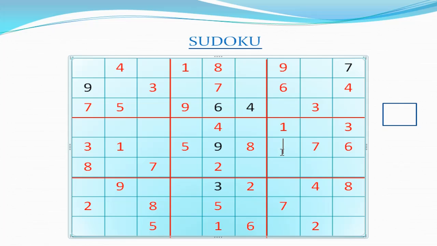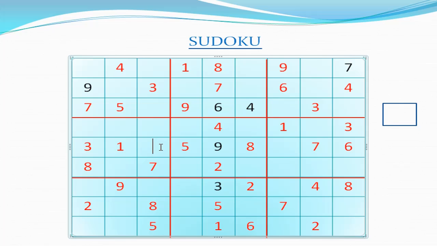So let me see. Can I place 2 here? Row? No 2 appearing. In the block? No. So I can place 2 here also and here also. So I will wait. I will check for the next number. So 1 is there, 2 we will see afterwards, 3 is there, 4. Number 4 is missing now. So these two tiles will have, one will have 2, one will have 4.